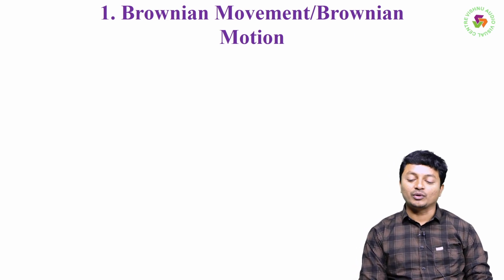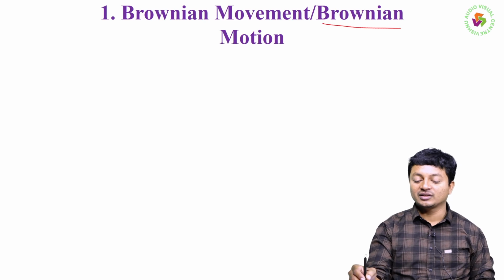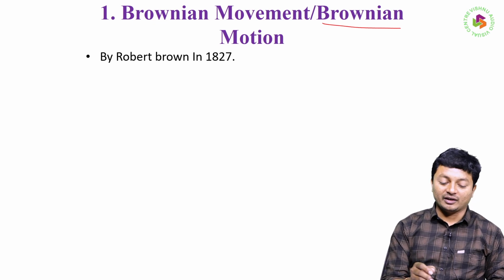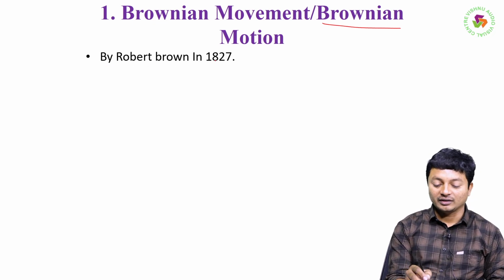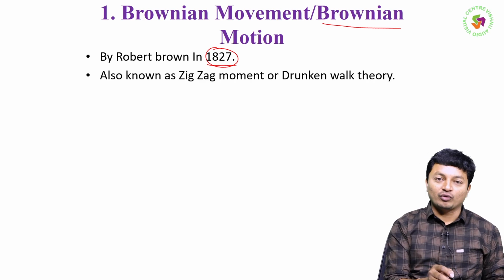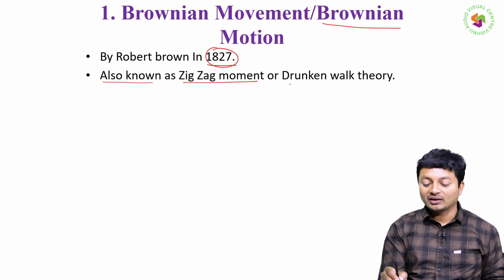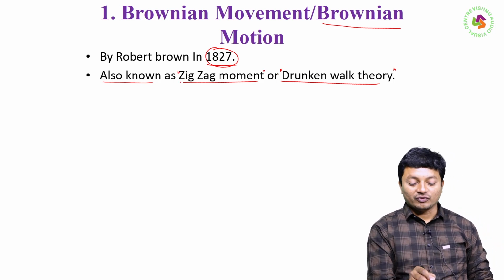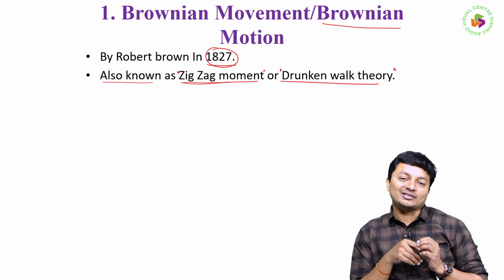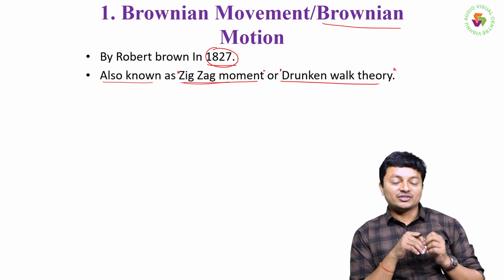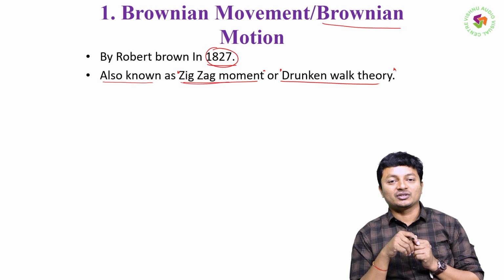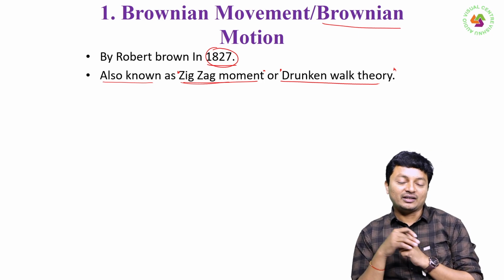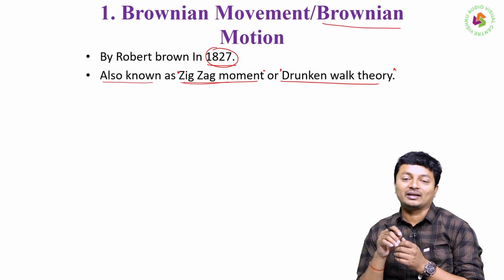So let us start with Brownian movement. Brownian movement, also known as Brownian motion, was explained by Robert Brown in the year 1827. Brownian movement is also known as zigzag movement or drunken walk theory. You need to understand why it is known as zigzag movement and drunken walk theory. Because there is no proper direction in the movement of the dispersion phase while they are dispersing in the dispersion medium. That is why it is named zigzag movement or drunken walk theory.